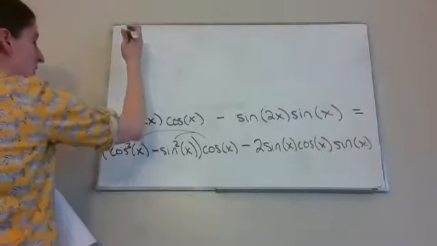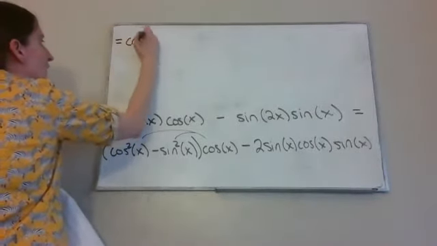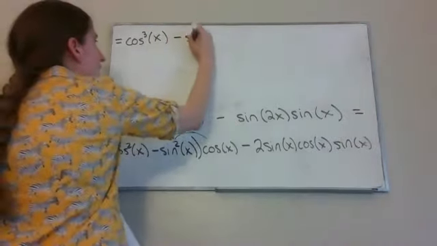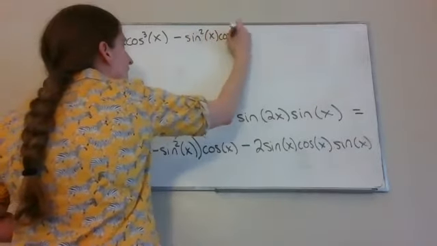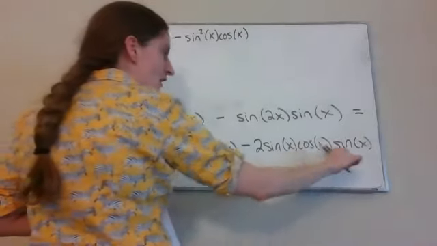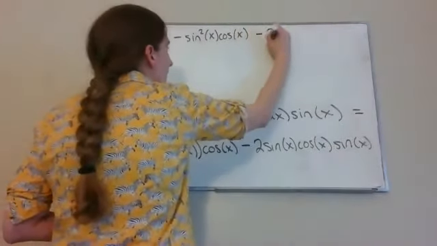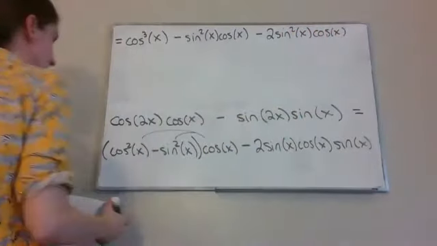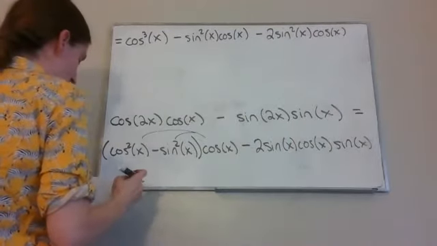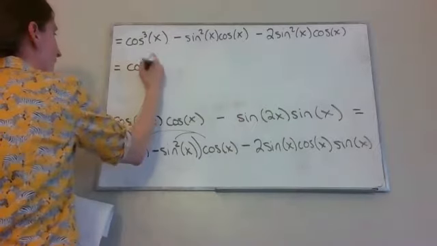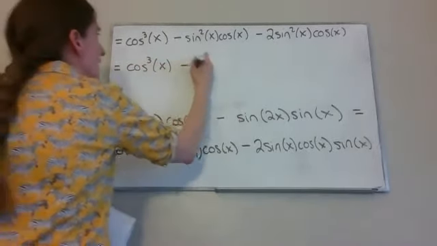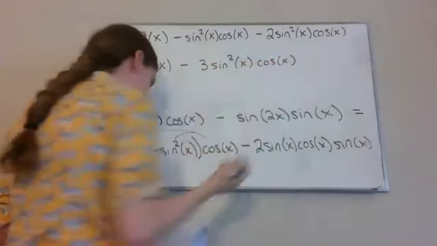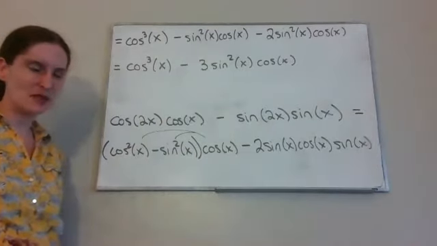So when I distribute, cosine squared times cosine is cosine to the third. And then I have a minus sine squared times cosine. And for this guy, sine times sine is sine squared, so I have a minus 2 sine squared times cosine. All right, well, this is equal to, by combining like terms, cosine to the third minus 3 sine squared times cosine. Now that's not equal to the right-hand side yet, but we're getting close.